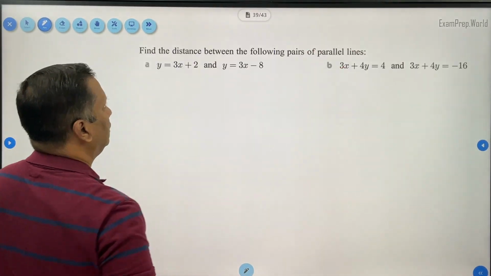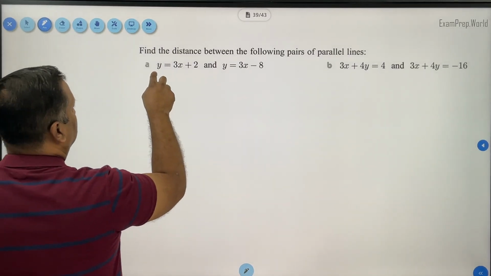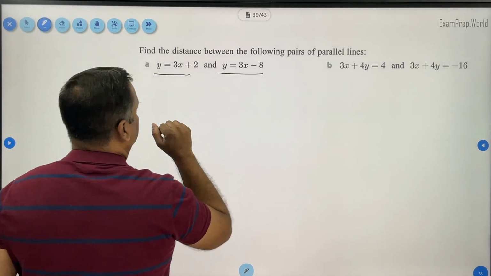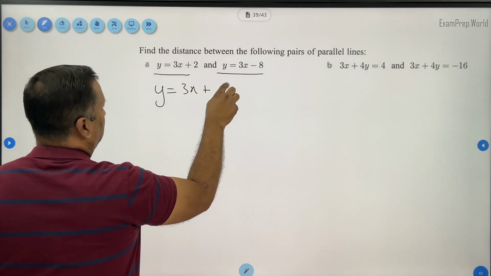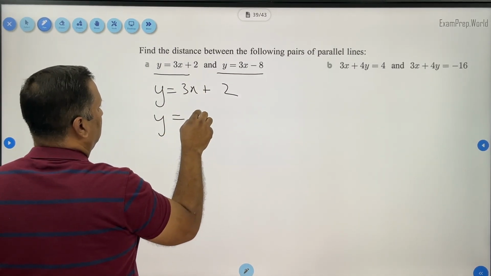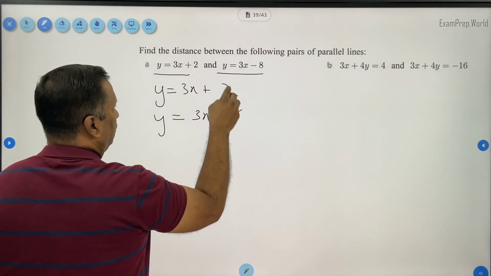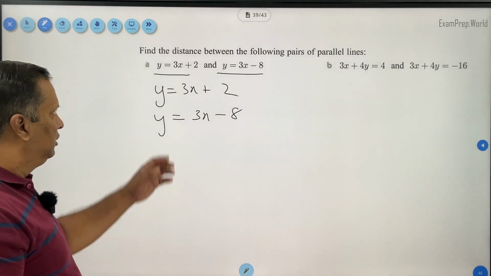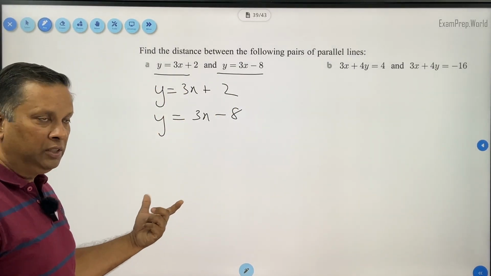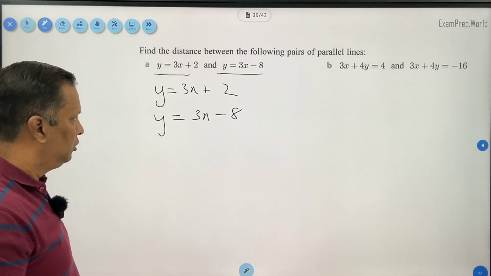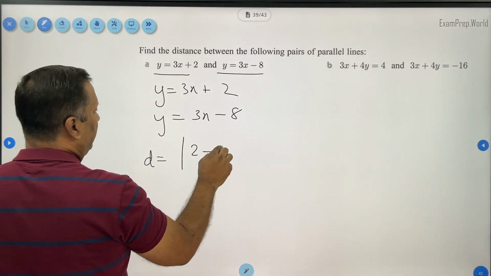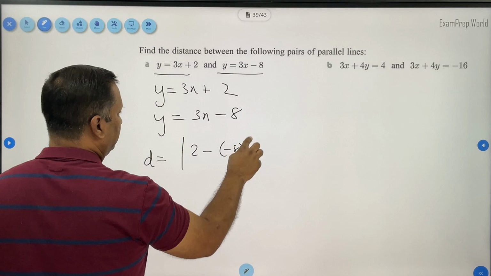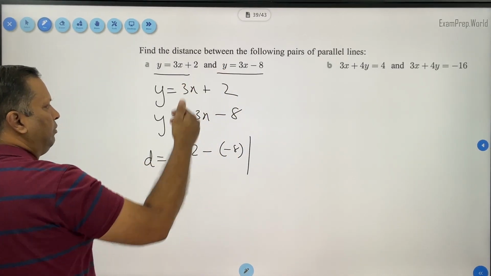Here we have two lines, y = 3x + 2 and y = 3x - 8. Only c1 and c2 are different; m will be the same. What is m for this? m is 3. So the distance between these two lines will use c1 minus c2: 2 minus (-8), or -8 minus 2, which is 10.